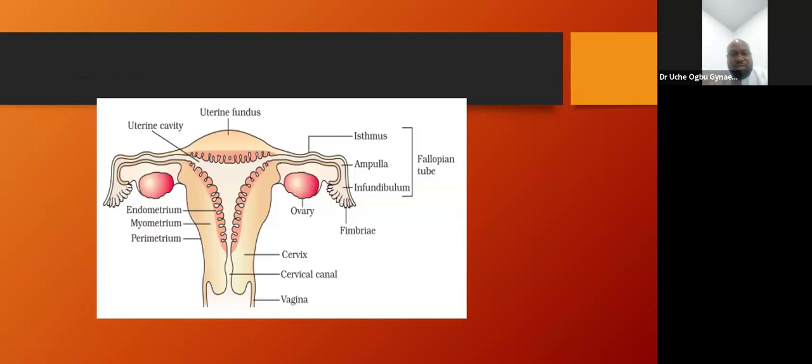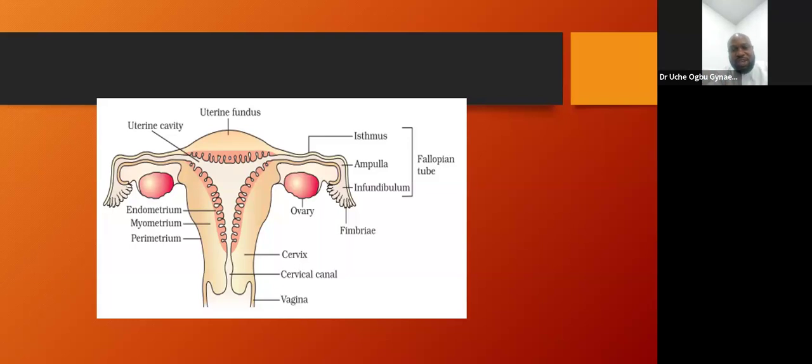Looking at this diagram, which shows the uterus, the ovaries, and the fallopian tube. What we call the uterus is actually the womb in layman's term, and it has the muscle part and the innermost part, which is lined by a specialized form of cells that grows from time to time and sheds for you to see your menstrual period. In medical terms, we call that lining the endometrium.